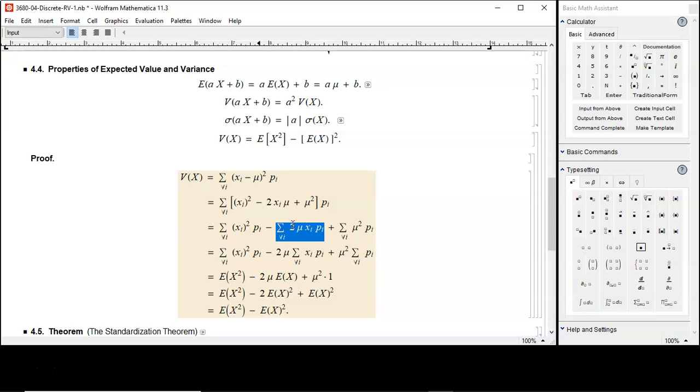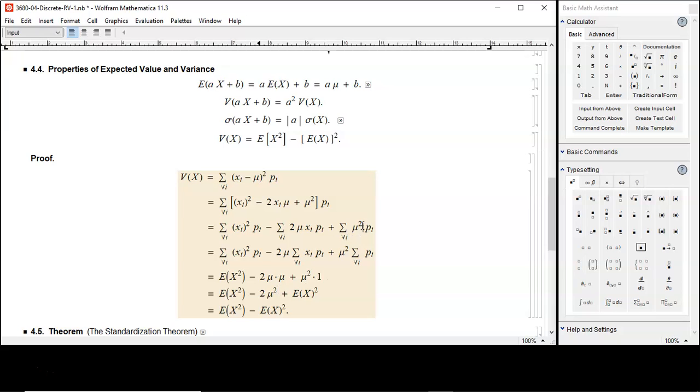Next, how about this one? Well, here's 2, so take it out. Mu is also a constant, so take it out. And what's left is the sum of x times p, payoff times probability, and then add them all up. Oh, that's mu. This is the expected value, this is mu. So this is mu times mu. So this is actually 2 mu squared.